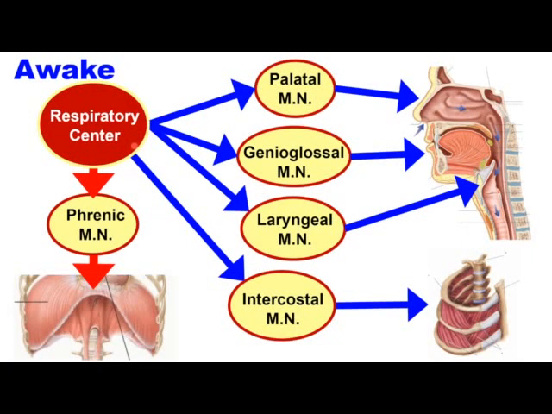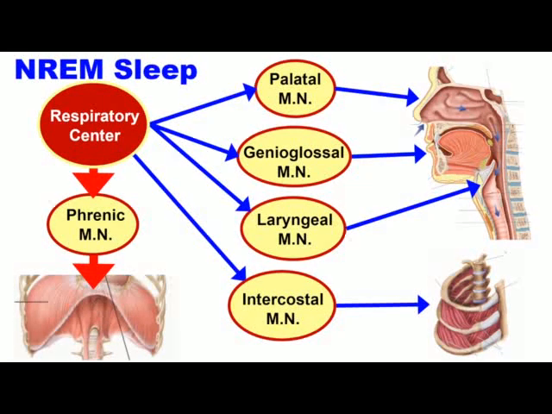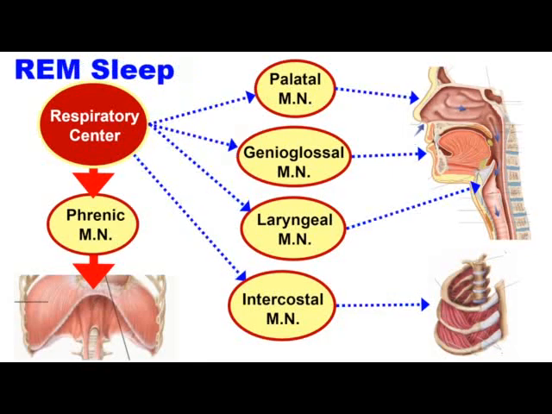Now, it also sends messages to your intercostal muscles for them to contract because you don't want your rib cage to distort inward. So the intercostal muscles contract synchronously with the diaphragm to prevent inward distortion of the rib cage. We'll talk about this a little bit later. In non-REM sleep, the same occurs, but these signals to the intercostal muscles are not as robust as they were during wakefulness. And during REM sleep, these signals are indeed significantly weakened.